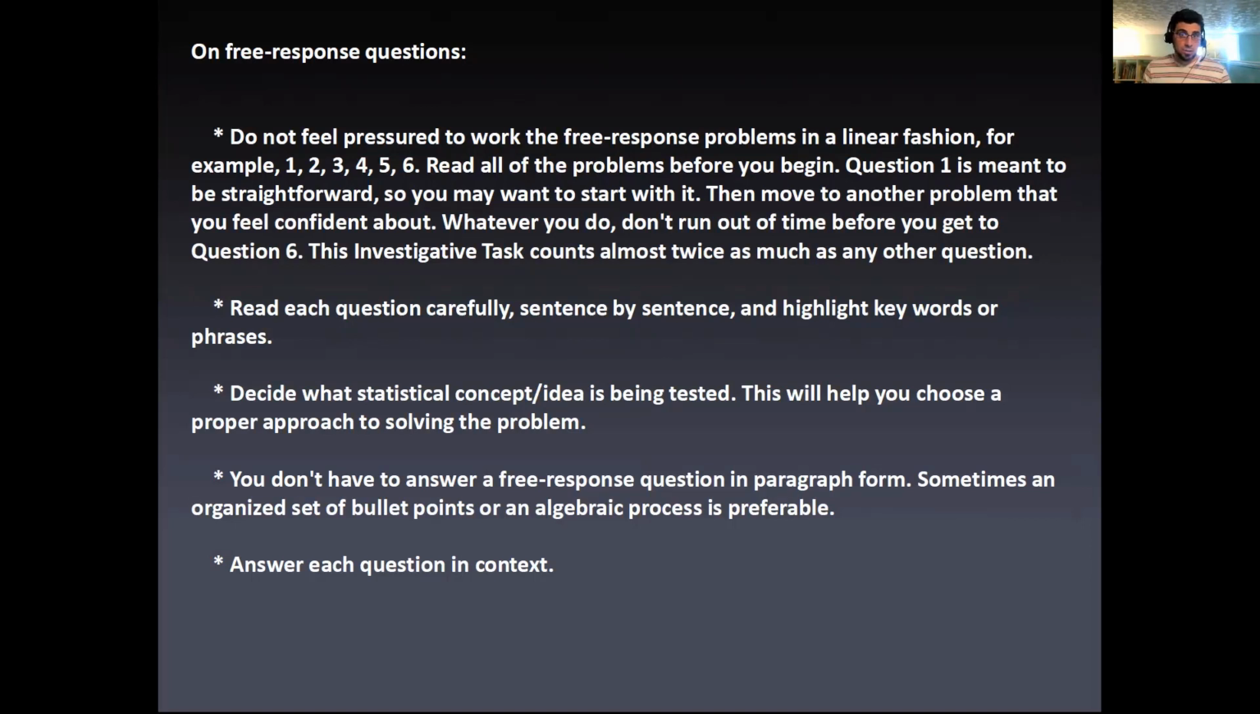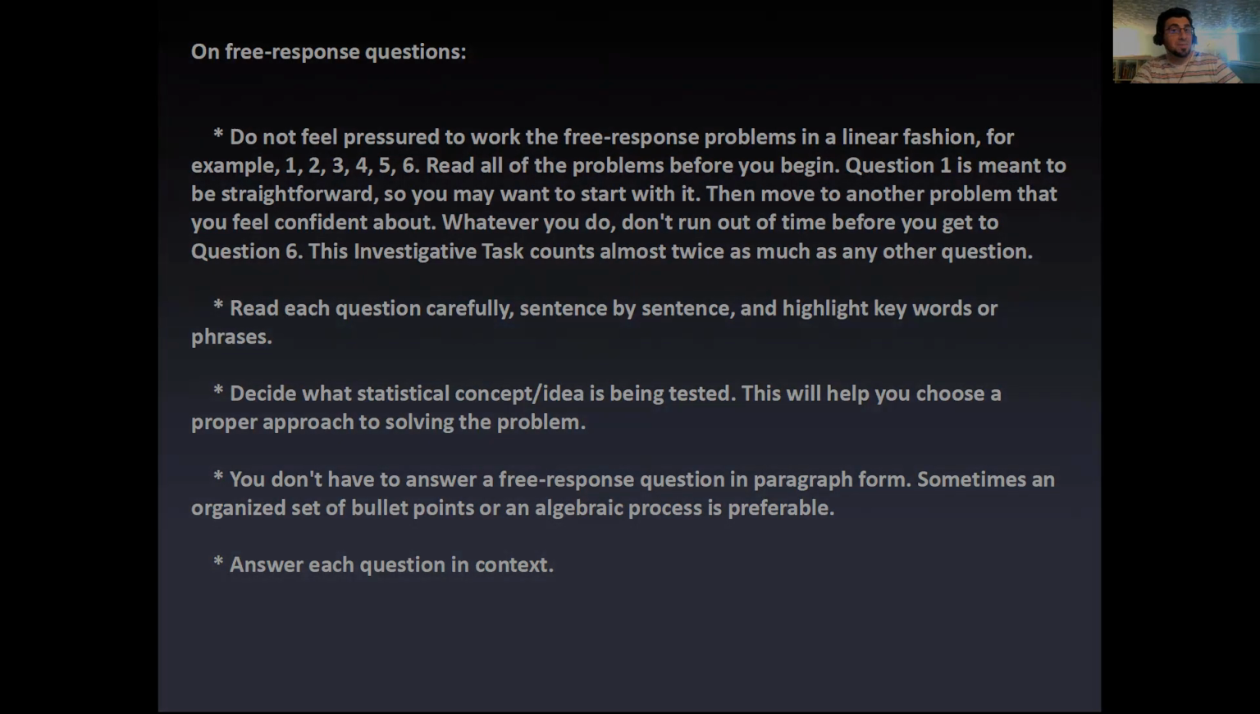Now, you don't have to answer these problems in paragraph form. Sometimes a bulleted list or bullet points or an algebraic process is going to be preferable. And answer each question in context, and make sure you answer the question that is being asked.